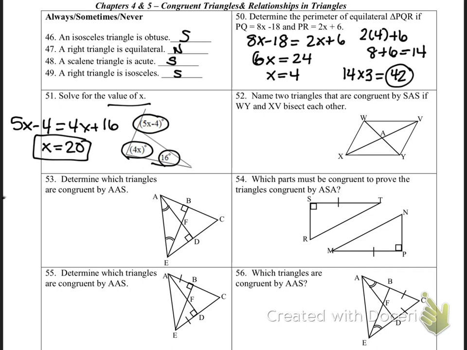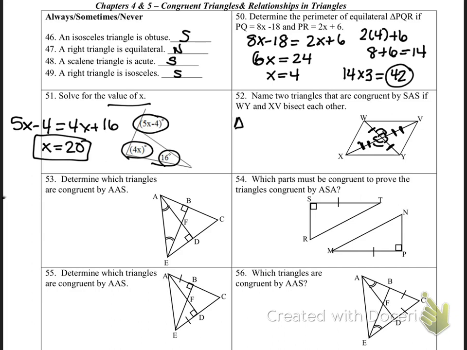52, they want us to name two triangles that are congruent by side angle side if WY and VX bisect each other. Well, bisect means to cut in half, so that means each of these opposite sides on the diagonals are going to be congruent to each other. We also have vertical angles all through here. So now we have our side angle side on all of our little triangles, and we know then that opposite triangles are going to be congruent.